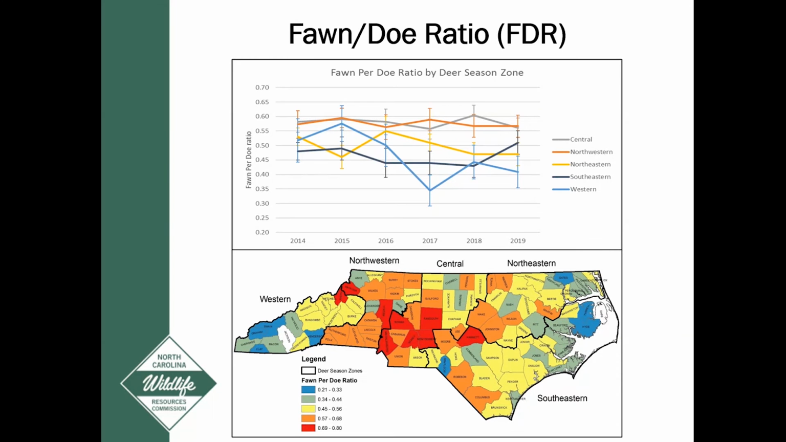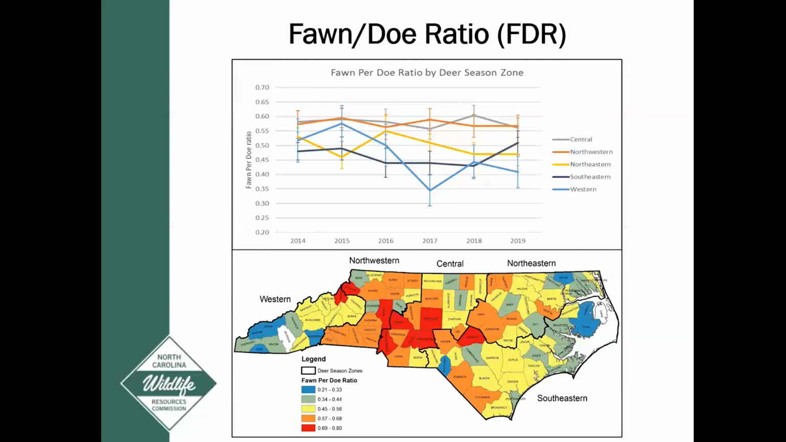If you look at the trend information up top, the central and northwestern zones, the gray and the orange lines there, are consistently higher than they are anywhere else in the state. And this is probably where some of our best deer habitat is. It's also where our best sex ratio is, which could have implications on fawn survival. And it's also the part of the state where we have the lowest deer predator diversity, the main predators being coyotes, bobcats, and black bears.